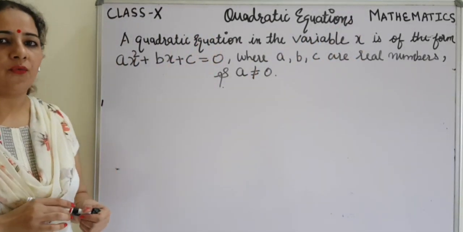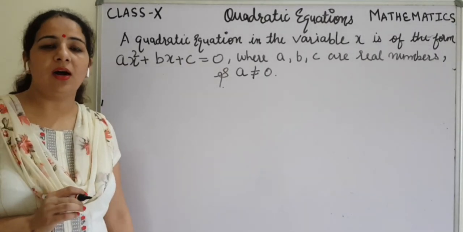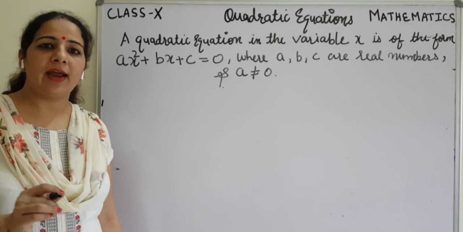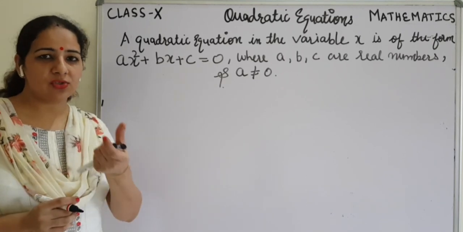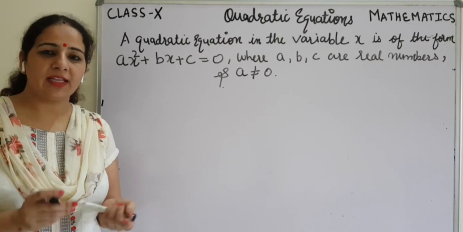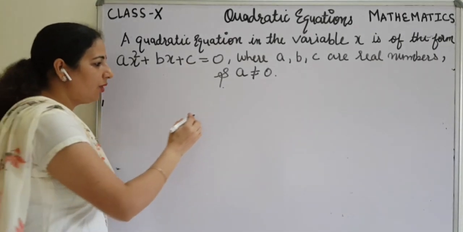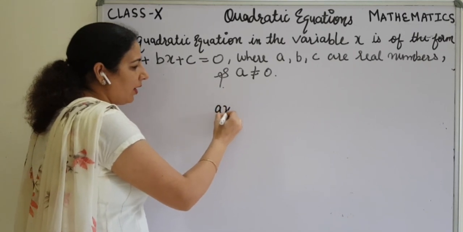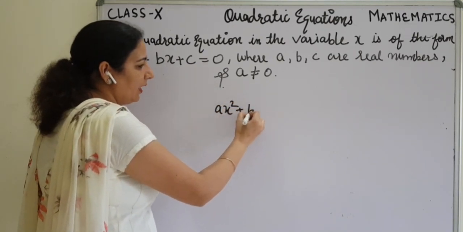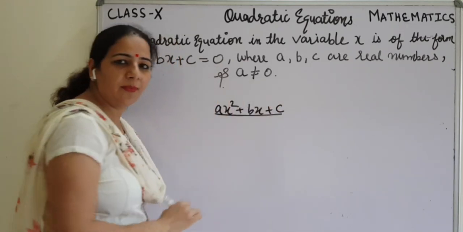Chapter number 4. I already told you there is no difference between a quadratic equation and a quadratic polynomial, just a sign of equality. The sign of equality will make the quadratic polynomial a quadratic equation. You already read about the quadratic polynomial in your chapter number 2. This is the quadratic polynomial.